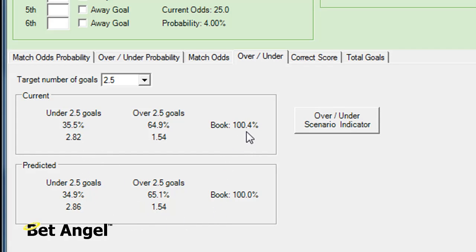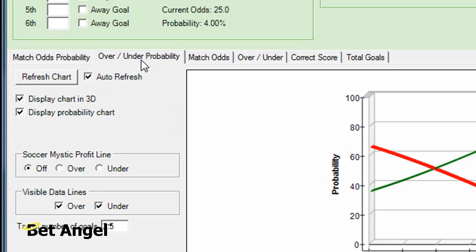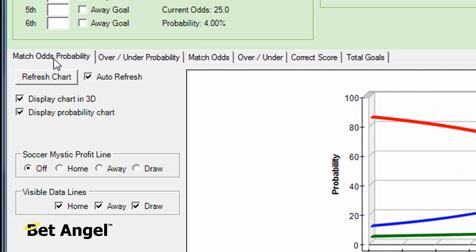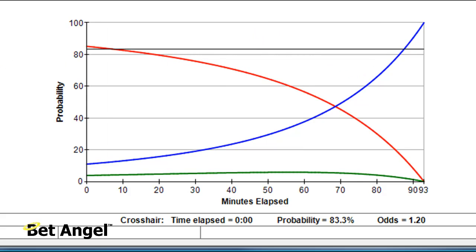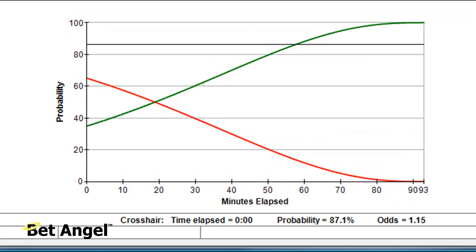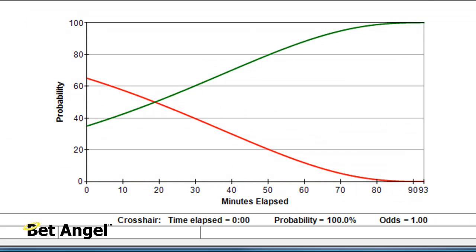You can see that the book is at 100.4%. Obviously Soccer Mystic is going to predict to 100%, so the 0.4% is lost in margin effectively. You can see here 35.5, 34.9. So now that Soccer Mystic has all of the data that it requires, you can start messing around and doing all of the calculations that you wish.